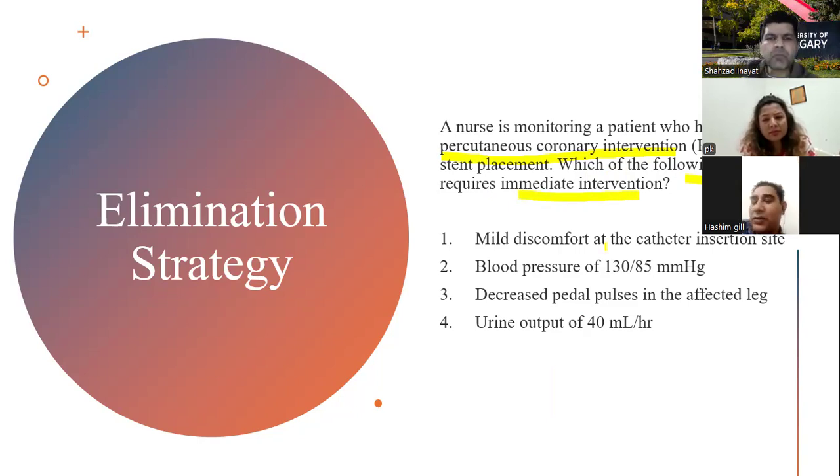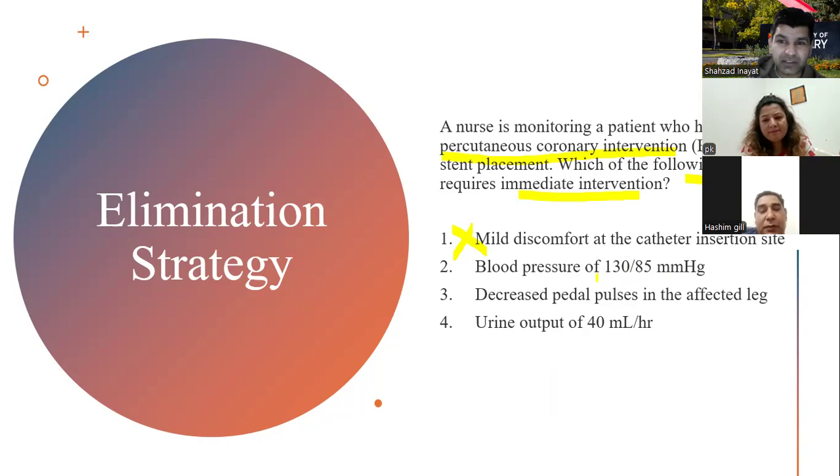The first thing is mild discomfort at the catheter site. So this is expected. We can expect that there could be mild discomfort. So we are going to eliminate this. We are putting a big cross here. We don't need this answer. This is not the right answer. The second thing is blood pressure of 130 by 80 millimeters of mercury.